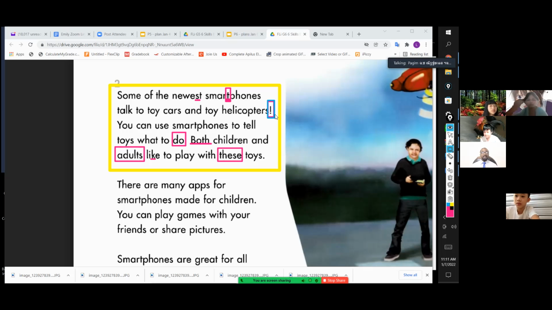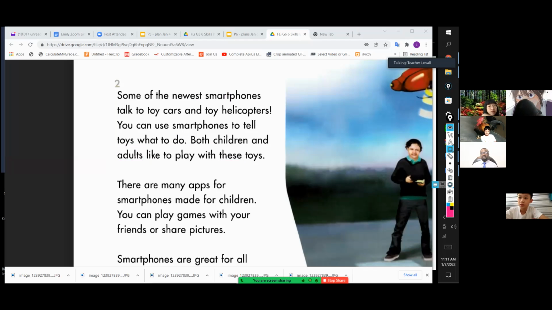And don't forget the exclamation. Helicopters. Louder. Helicopter. Good, with the S. All right. Very good. Thank you so much.